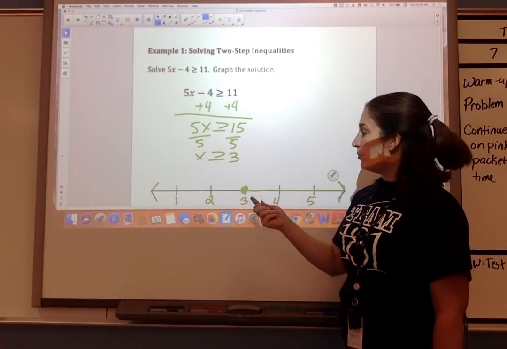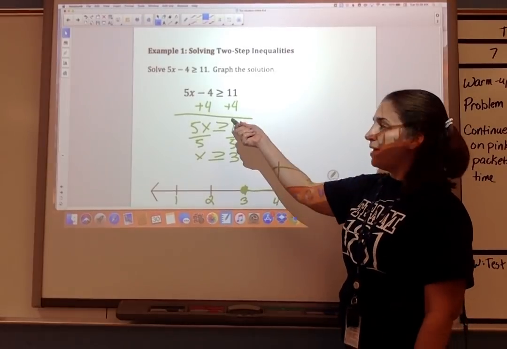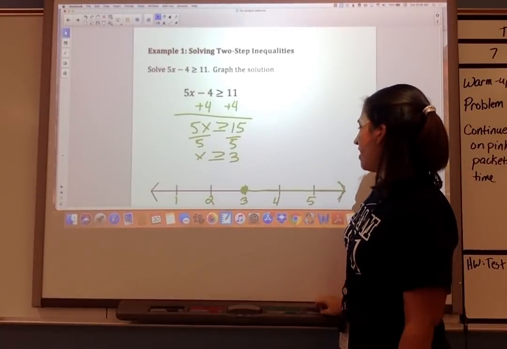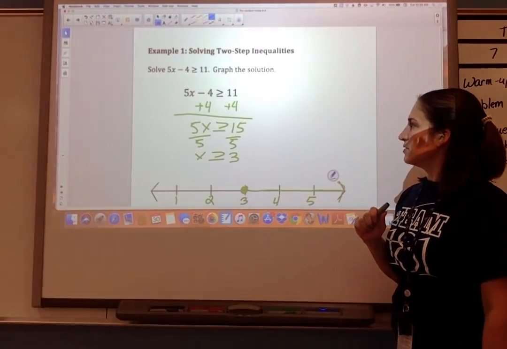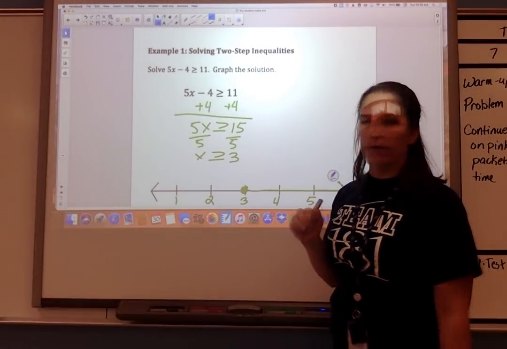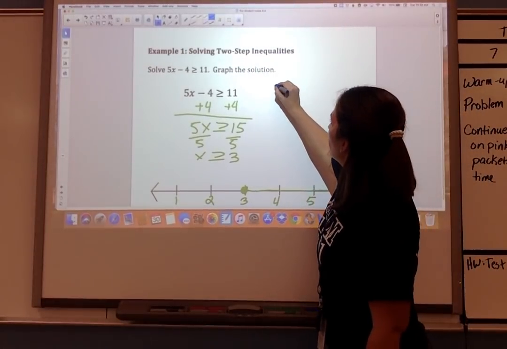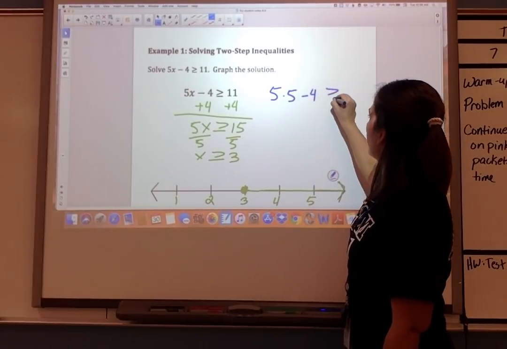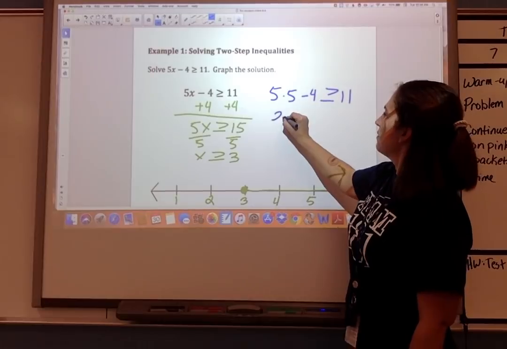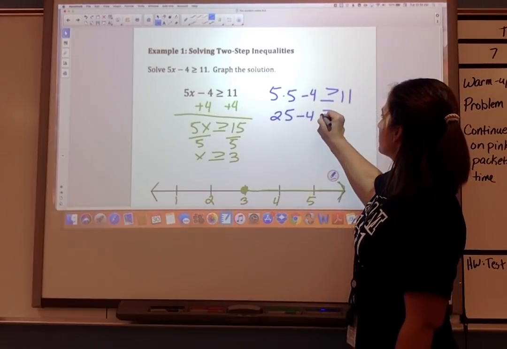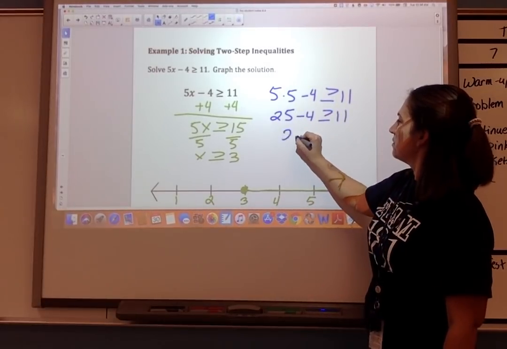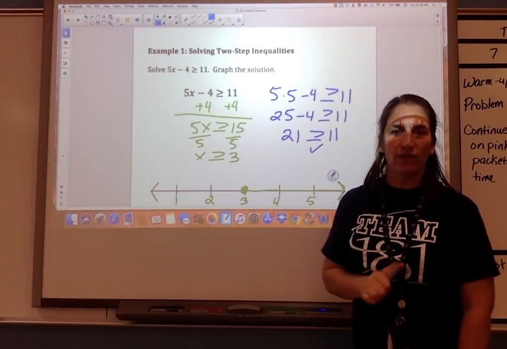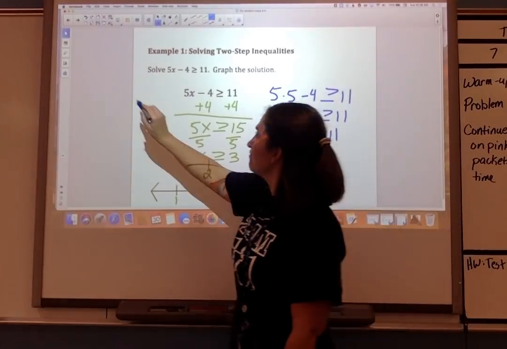Now, we want to go ahead and put any number that's shaded back into our inequality to check to make sure we shaded the right direction. In this case, I don't know that there's any particular number that's going to work better than others. Let's just use 5. We'll say 5 times 5 minus 4 is greater than or equal to 11. That's 25 minus 4 is greater than or equal to 11. 21 is greater than or equal to 11. Yes, that is true. We've shaded the correct direction.